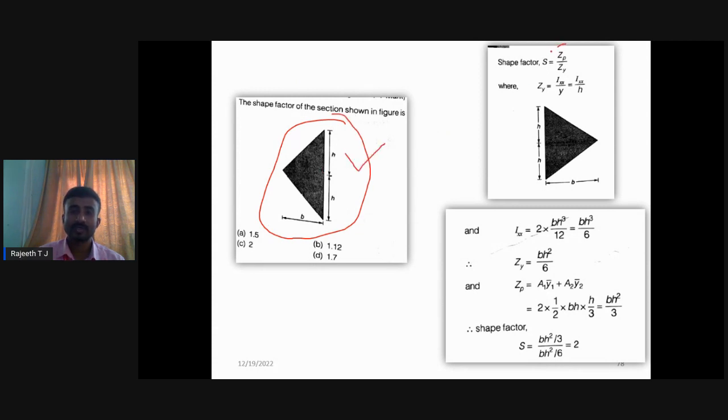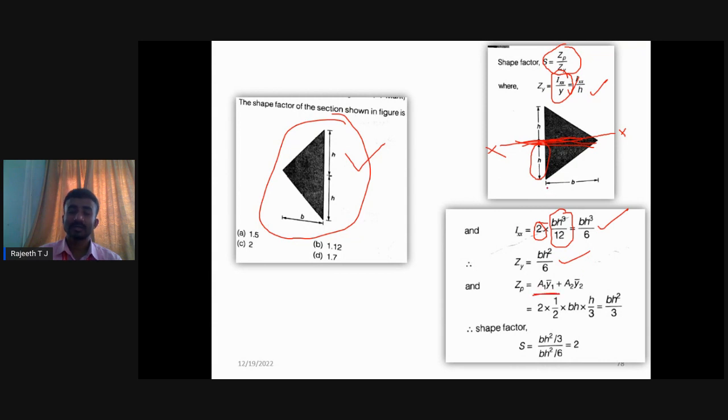So we know the shape factor is the ratio of Zp by Zy, where Zy is the moment of inertia divided by the extreme fiber distance. If you take the extreme fiber from this line, it is taken as h. Ixx we need to calculate about this line. So how to calculate Ixx? We have two triangles. At the base, the value will be bh cubed by 12. Since we have two triangles, it is taken as 2 times bh cubed by 12, so you get bh cubed by 6. So Zy is bh squared by 6.